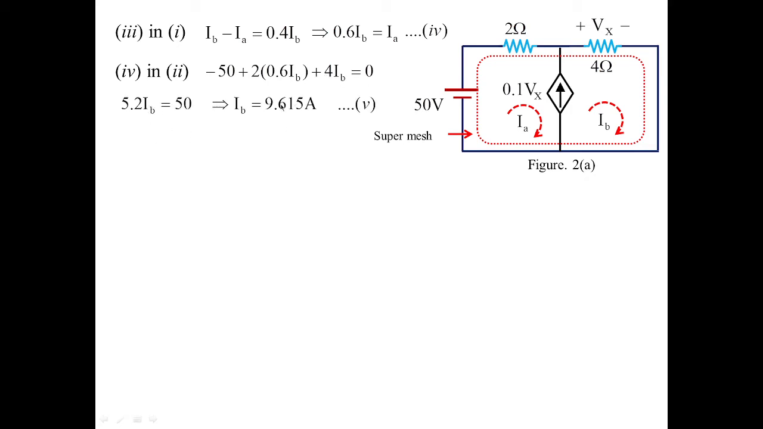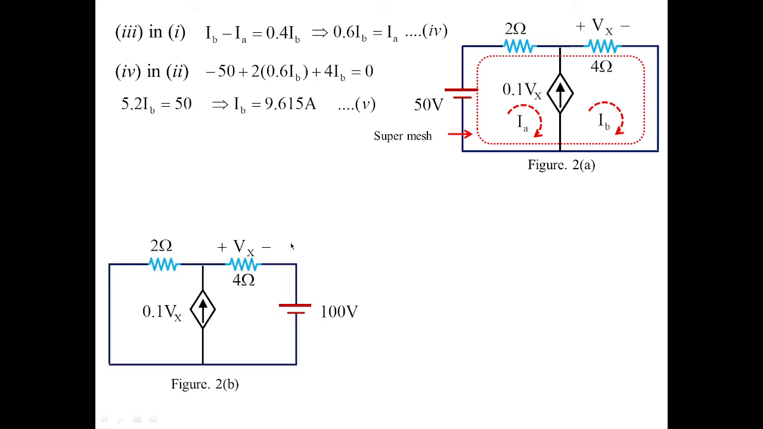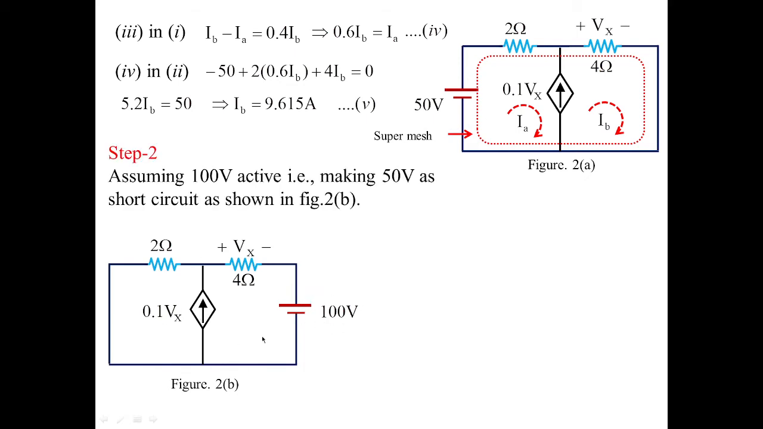With this, I'll be getting the value of IB is equal to 9.615 amperes. 9.615 amperes is the value of IB here. Now this is because of 50 volts. Let us go with the 100 volts activation. So 100 volts is activated and 50 volts is shorted. So this is how the circuit looks like.